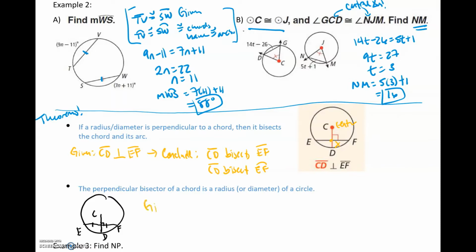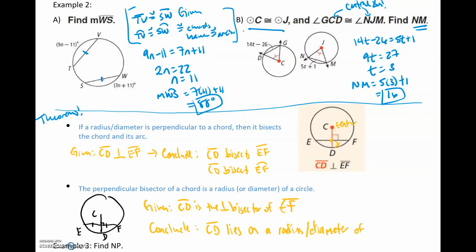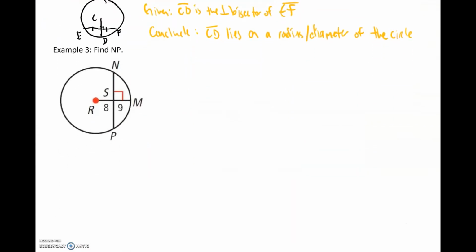Okay, so if we're given that CD is the perpendicular bisector of EF, then we can conclude that CD lies on a radius or a diameter of the circle. Right? We don't necessarily know C is the center unless we had some more information, but we do know if I extend DC all the way to the other side, I'm going to create a diameter. So that's kind of basically it. One last example, and we're all good.